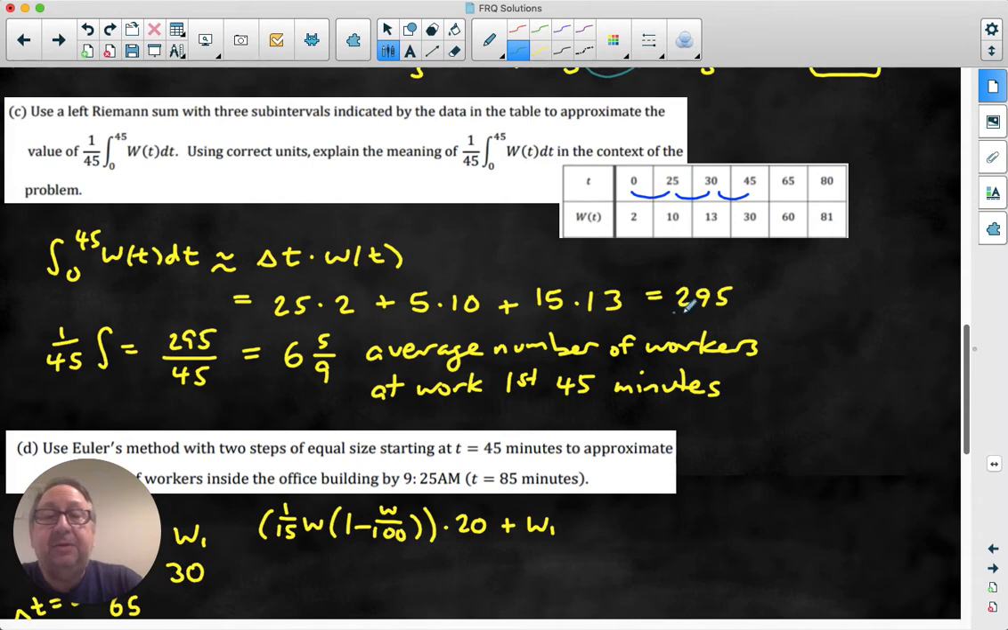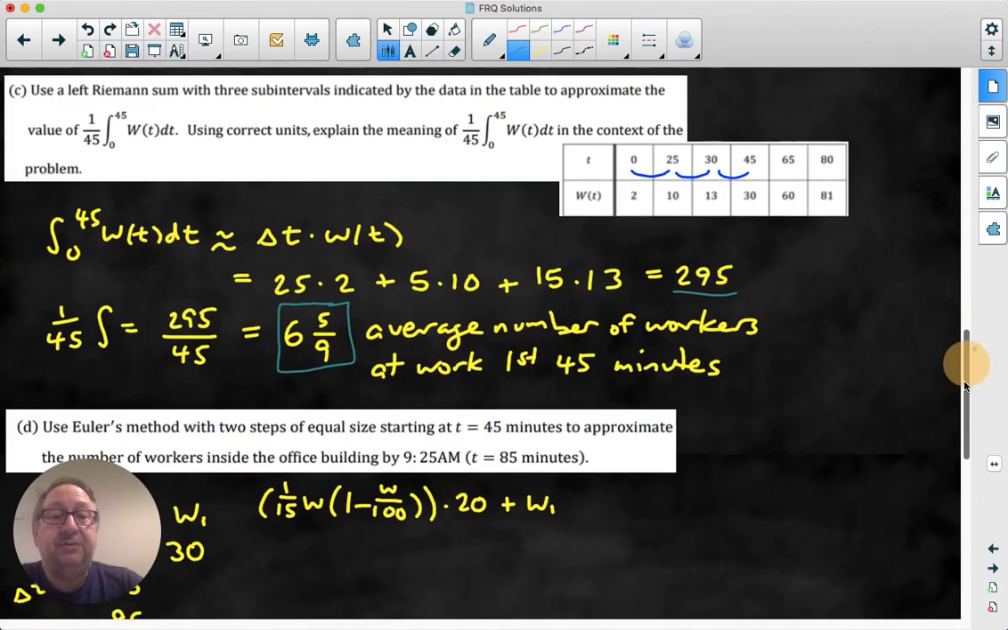Add those up, 295. We need to take 1/45 of the integral, so I did the integral first, now I'm doing the 1/45, dividing by 45, and we end up with this fraction, or whatever decimal version you pull off the calculator is fine. What is it? Well, when you take 1/45 of an integral from 0 to 45, you are finding the average value of the function. So in this case, it's the average number of workers for the first 45 minutes.